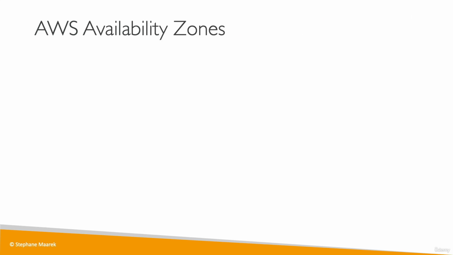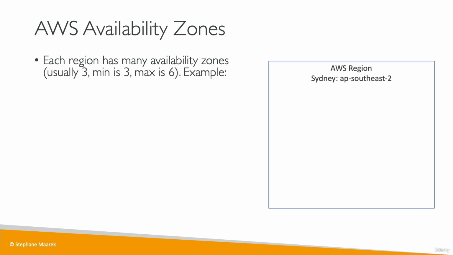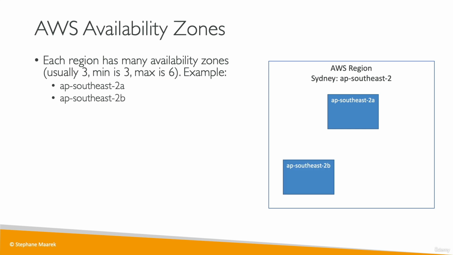Now, availability zones are what actually go into the region. Each region will have many availability zones, usually 3. The minimum is 3 and the max is 6, but really the usual is 3. So let's take the Sydney region as an example. The Sydney region code is ap-southeast-2. So we're going to have 3 availability zones in Sydney: ap-southeast-2a, ap-southeast-2b, and ap-southeast-2c.